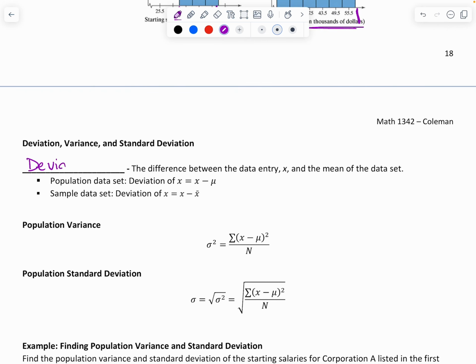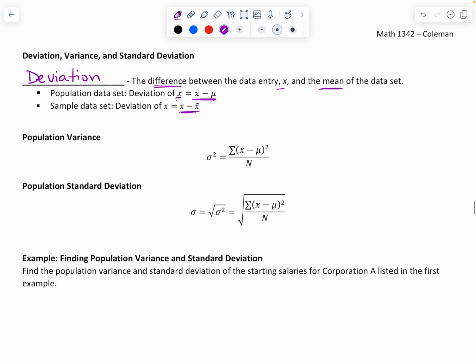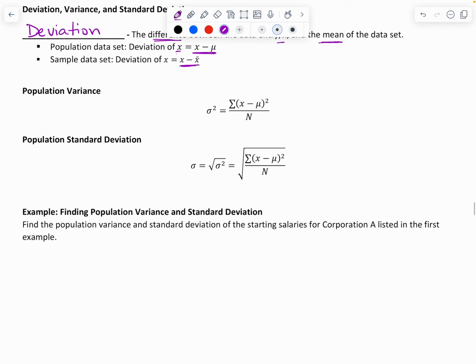All right. The next one is deviation. It's the difference, again, difference meaning subtract, between the data entry X and the mean of the data set. So for the population data set, the deviation is equal to X minus mu, or X minus X bar if we're looking at the sample data. So it's the difference between the entry and the mean this time.